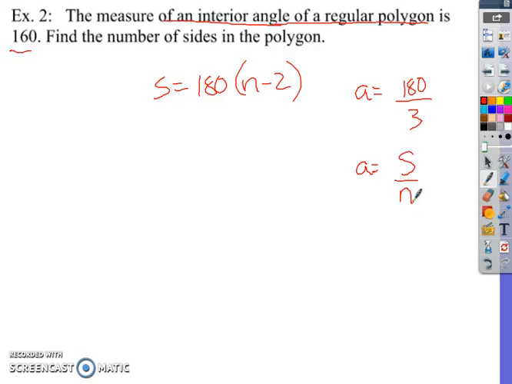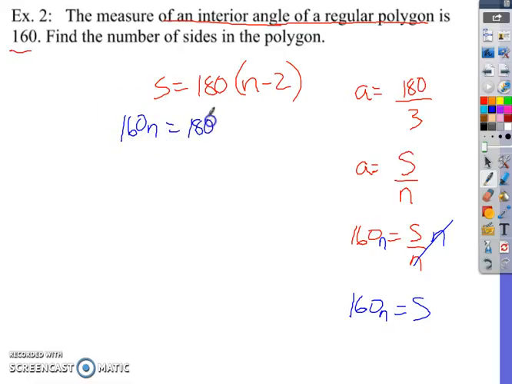Well, in this case here, we know that the measure of the angle is 160, so we can substitute in 160 for the angle, and then we have S over N. Let's solve for S. To solve for S, all we would do, of course, would be to multiply both sides by N. On the right-hand side, my N's cancel out, and I have S equals 160N. And so now, let's substitute in for S 160N. So I have 160N equals 180 times N minus 2.